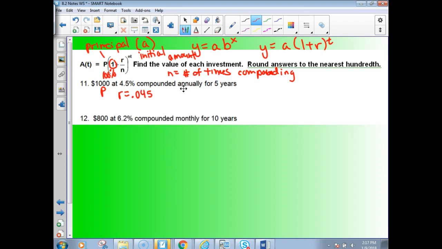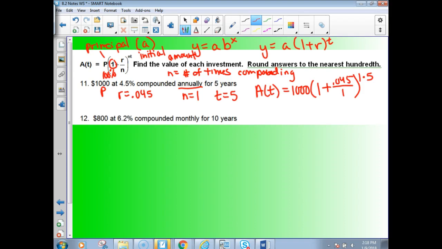Compounded annually would mean N is once a year. And of course, T is the 5 time. All right, so we're going to write an equation. I'm just going to fill in A of T. What that means is the amount in your account over time is given by the following equation: 1,000 times 1 plus 0.045 divided by N, which is 1, to the N times T, which is 1 times 5.